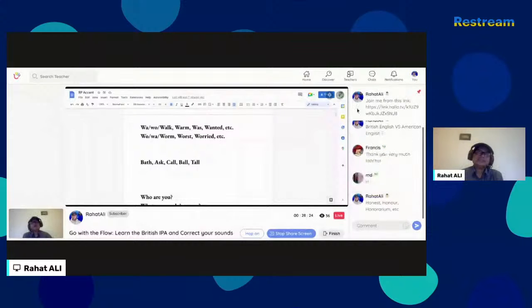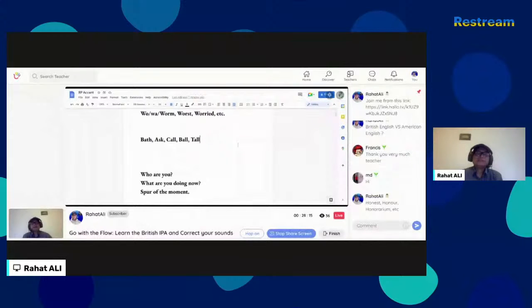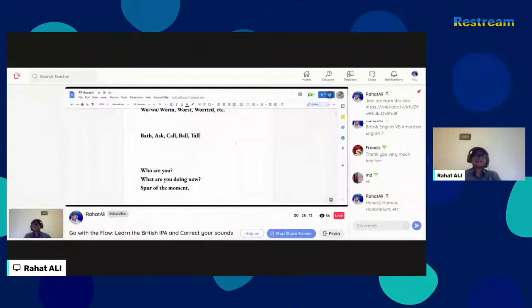So these are some basic differences, and there are more as you practice. If you go through, you'll be able to know. All right, now look at these sentences. What's wrong with them? Who are you?